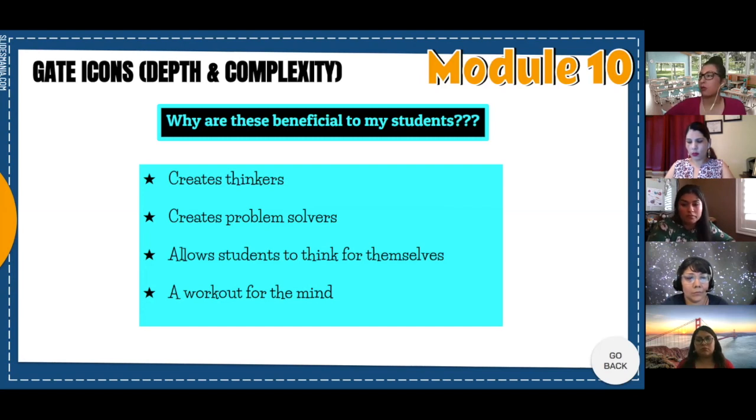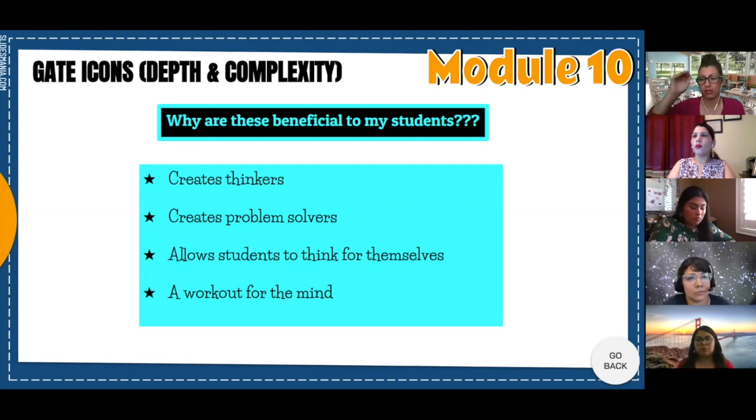It creates problem solvers, allows the students to think for themselves, and it's definitely a workout for the mind, a workout for the brain, which is exactly what our gifted students need. And not only our gifted students, but our higher achievers. And also, these have been done with students who are not high achievers and with students that are not gifted and still yield the same results that we see.